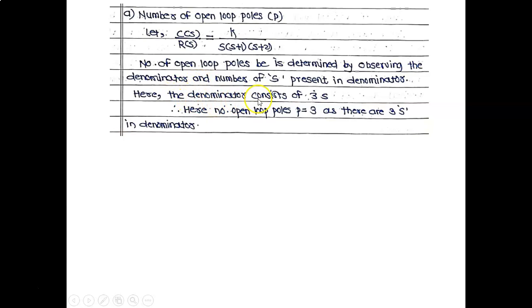Here the denominator consists of 3 S values, that is S is equal to 0, S is equal to minus 1 and S is equal to minus 2. Therefore, here the number of open loop poles P is equal to 3, as there are 3 S terms in the denominator.